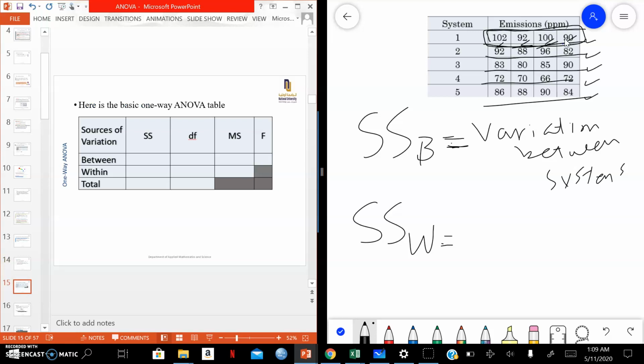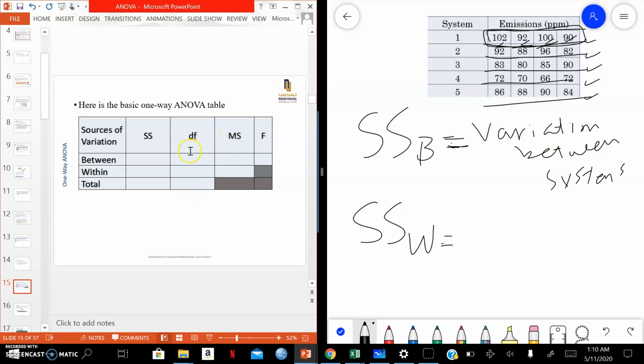Now how we compute this, first of all you should understand that in ANOVA there is a table. In the first column you write that we have 2 sources of variation. One is between, another one is within, and then the total. You need to compute the SS for between, SS for within, and SS for the total. Then you need to compute the degrees of freedom for between, within, and the total.